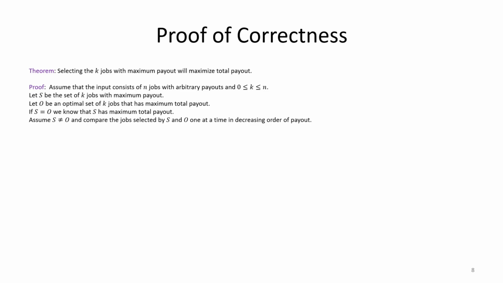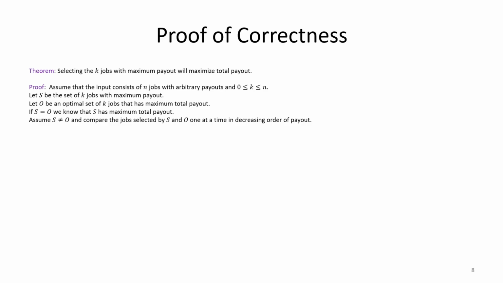The next step is assume S is not equal to O. Okay, now that they're not equal, that means there's something different about them, right? We could characterize that more strictly, like there's a job that's in S that's not in O, or vice versa. There's a job that's in O that's not in S. And that's what we want to focus on. We want to go down and figure out these jobs.